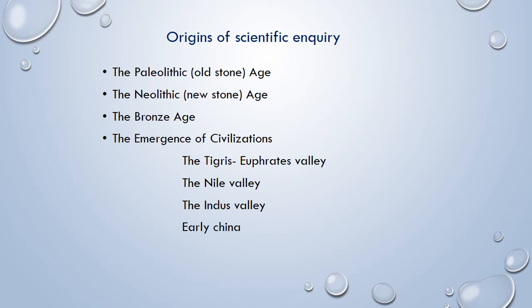Next topic is origin of scientific inquiry. The origin of scientific inquiry that lay down in the prehistorical era is classified into 4 time periods. First one is Paleolithic Age or Old Stone Age, then the Neolithic Age or New Stone Age, after that the Bronze Age, finally the emergence of civilization. The emergence of civilization is classified into 4 categories, that are the Tigris Euphrates Valley, the Nile Valley, the Indus Valley, and early China.